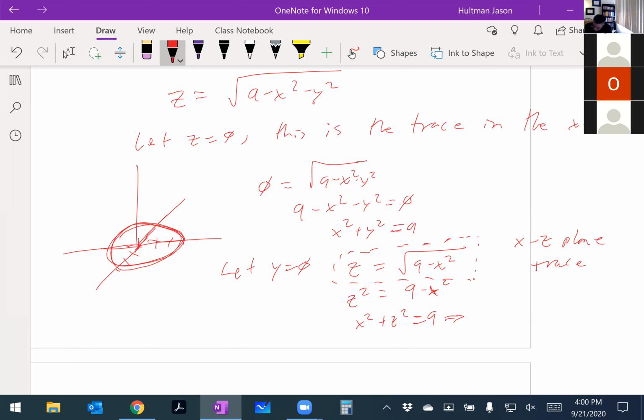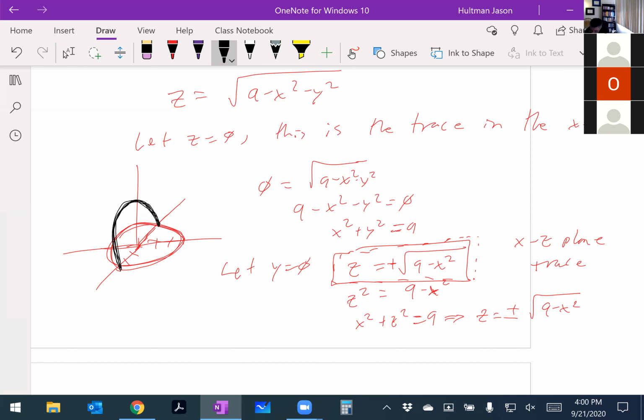If I were to solve back for z, I would get z equals plus or minus the square root of 9 minus x squared. This guy here only accounts for the positive of that and not the negative. So I'll put a little positive sign in front to say that is the positive, which means he's the top half of the circle, not the bottom half. So we can have the top half of the circle in the xz plane.